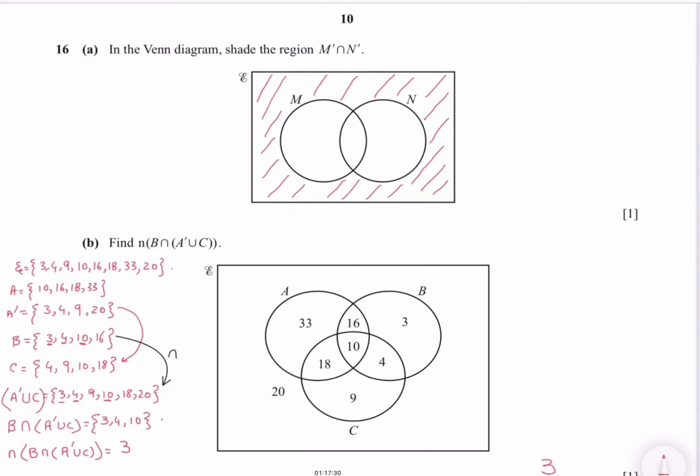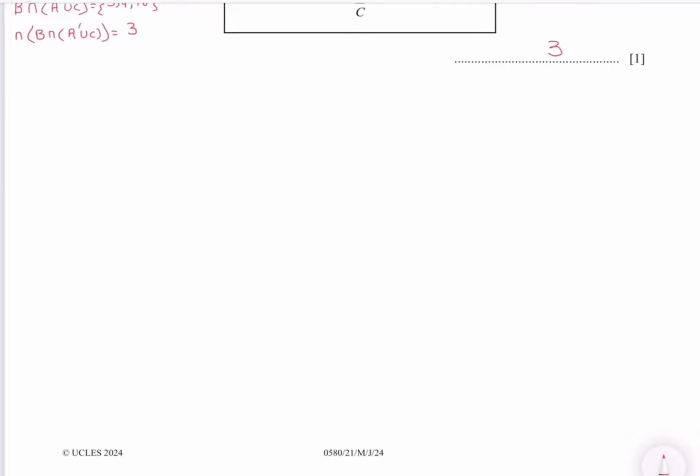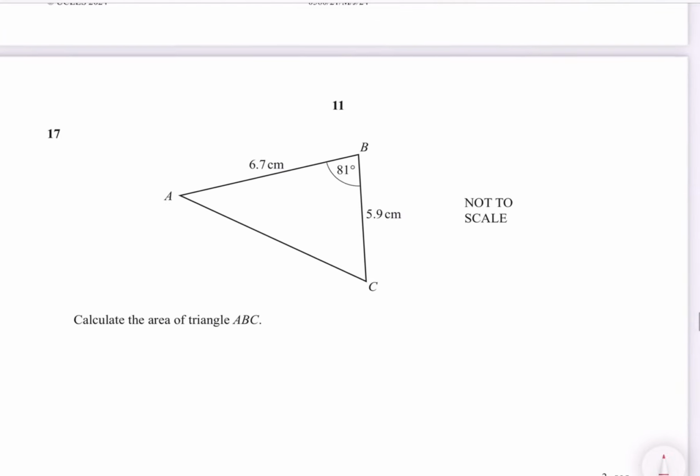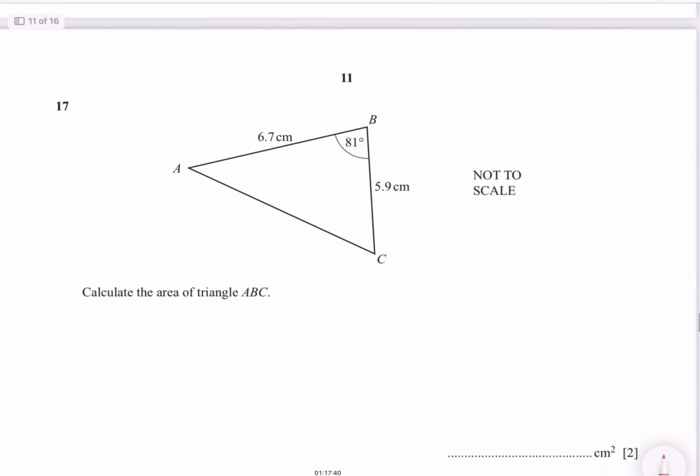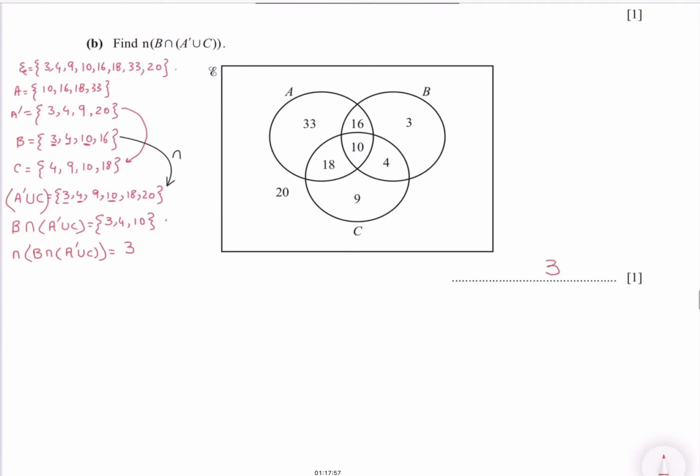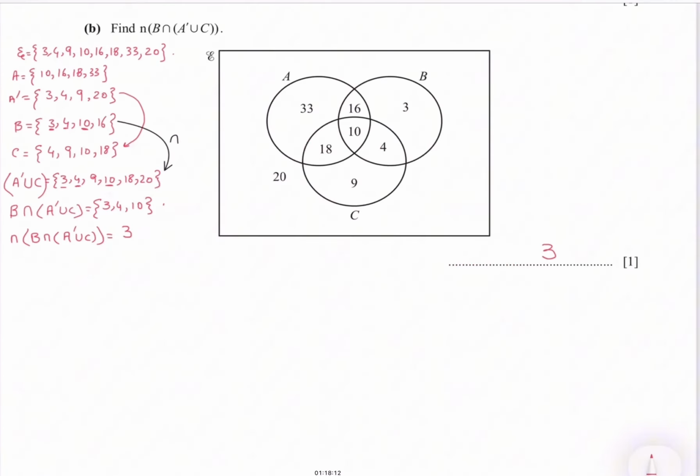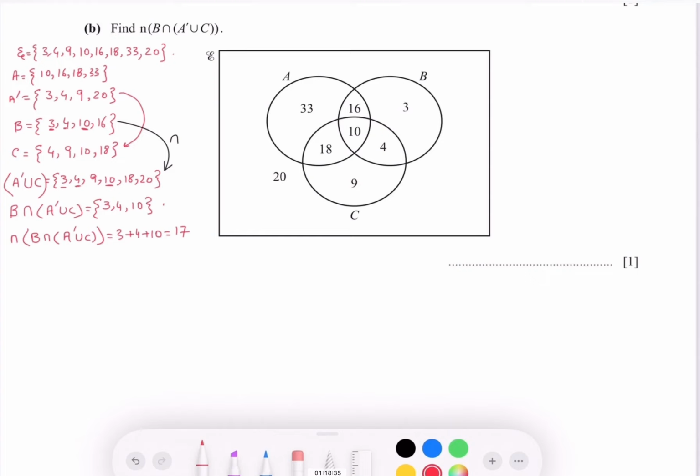actually this is not 3, this is 3 plus 4 plus 10, because he says N of, N means total number. So 3 plus 4 plus 10, 17 would be your answer.